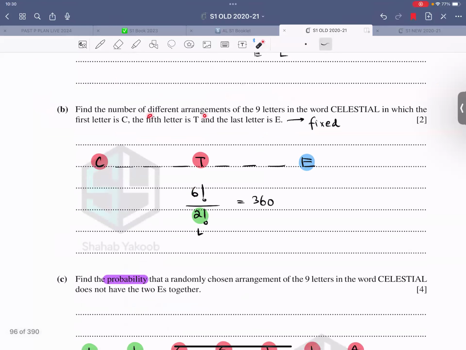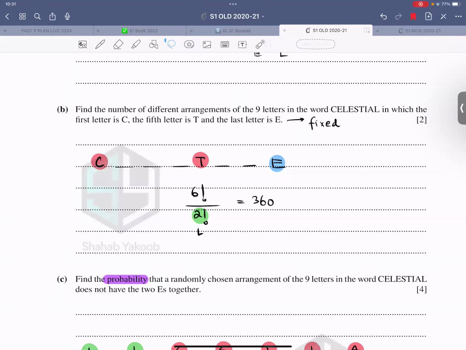Find the number of different arrangements of 9 letters of the word celestial, in which the first is C, fixed. 5th is T. So first, this is T2, this is T3, this is T4, this is T5, that's fixed. And then 7, 8, 9, and the last letter is E. So actually, this E is right over here, my bad. So that's a very big eraser. So therefore, this 9th one is right over here.